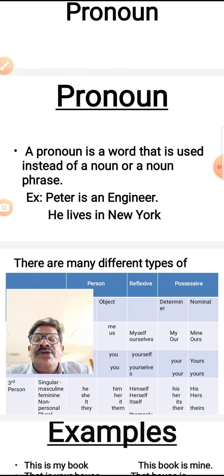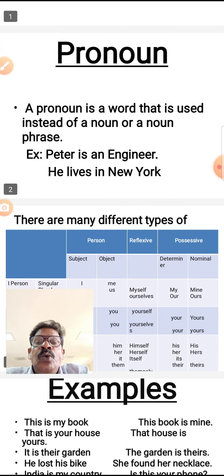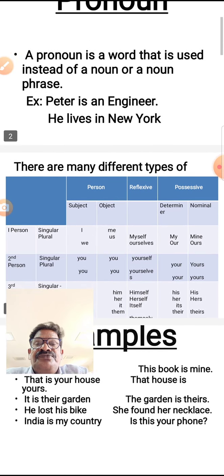Which is the pronoun here? Peter is an engineer. Peter here is a noun, and after the full stop, "He lives in New York" means he is a pronoun. So he lives in New York, he is good at his work, he is living with someone, like that we can use. And now let us come to the kinds of pronouns.